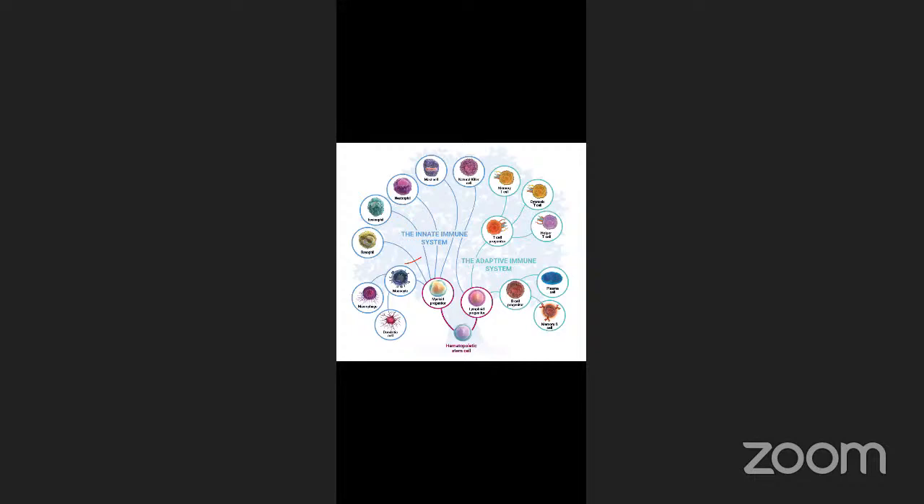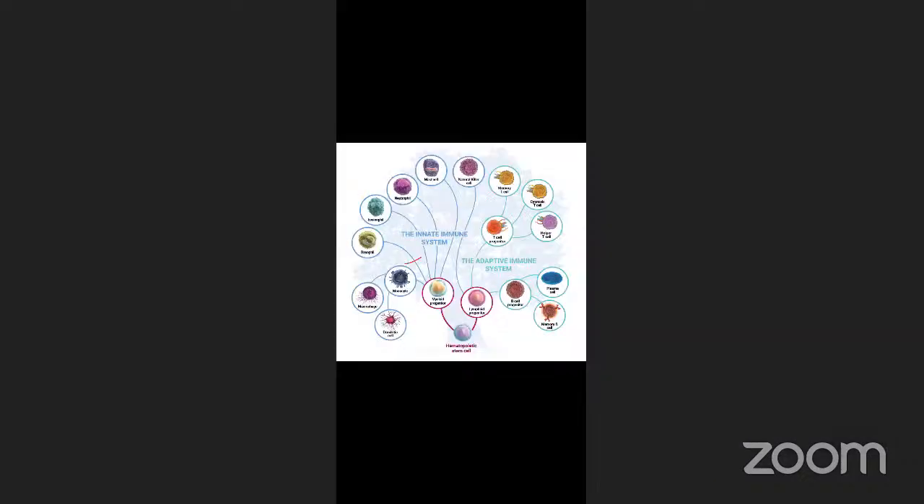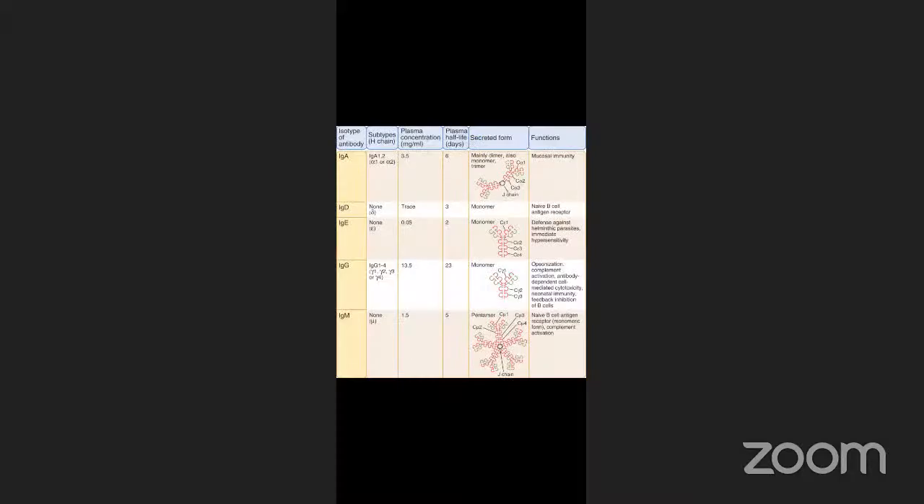Now I would like to talk about antibodies. Antibodies are also called magic bullets. Just wait for a minute, I will show one image for you. Yes, antibodies are the magic bullets of the immune system.